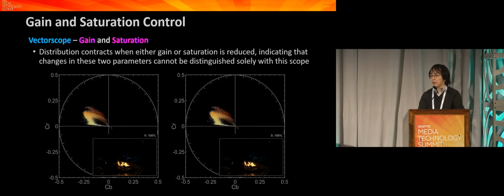And here I'm controlling the gain on the left side and the saturation on the right side. And the distribution contracts when either gain or saturation is reduced, indicating that the changes in gain and saturation cannot be distinguished thoroughly with the vector scope.